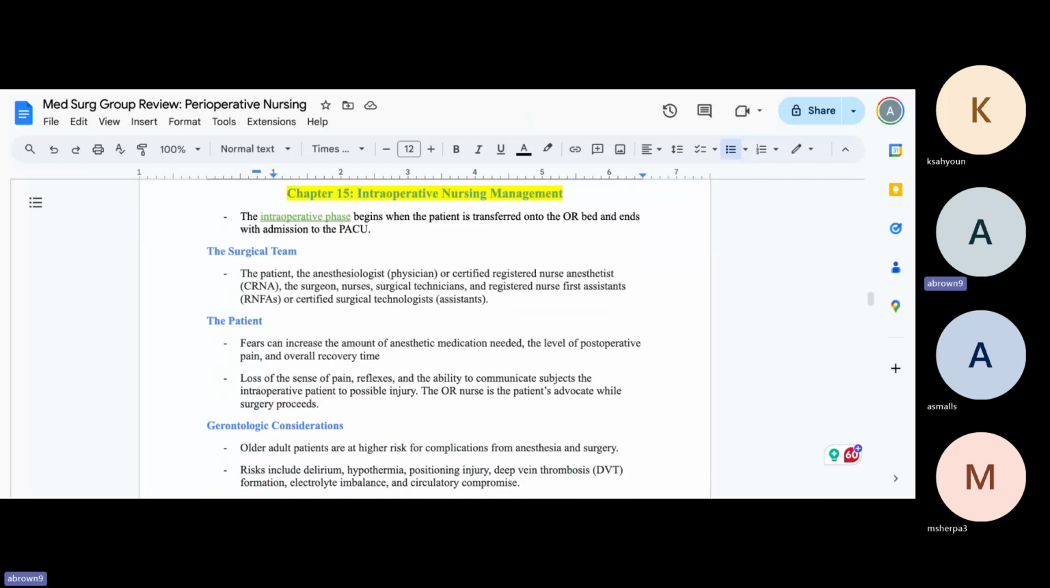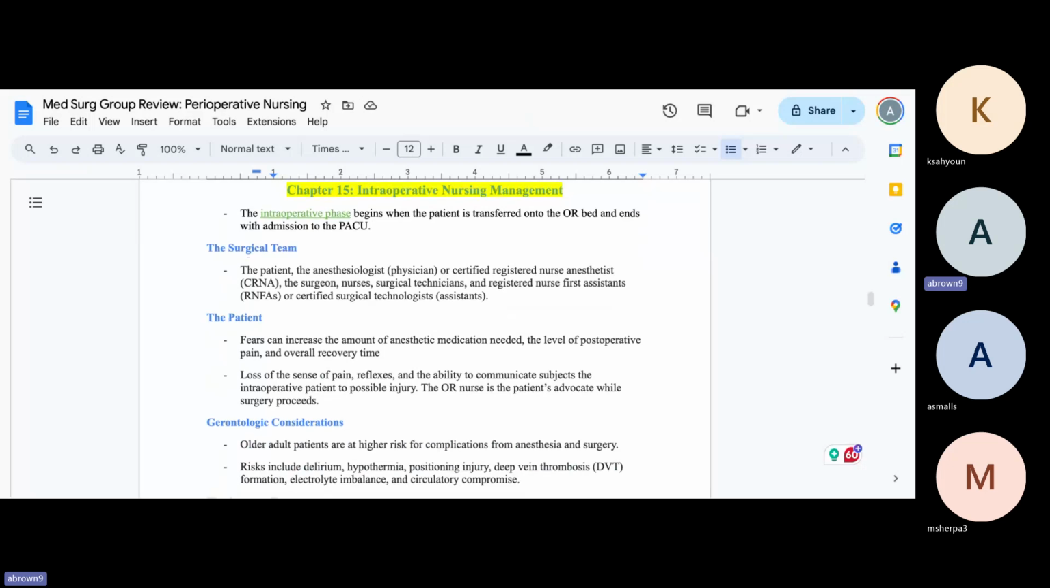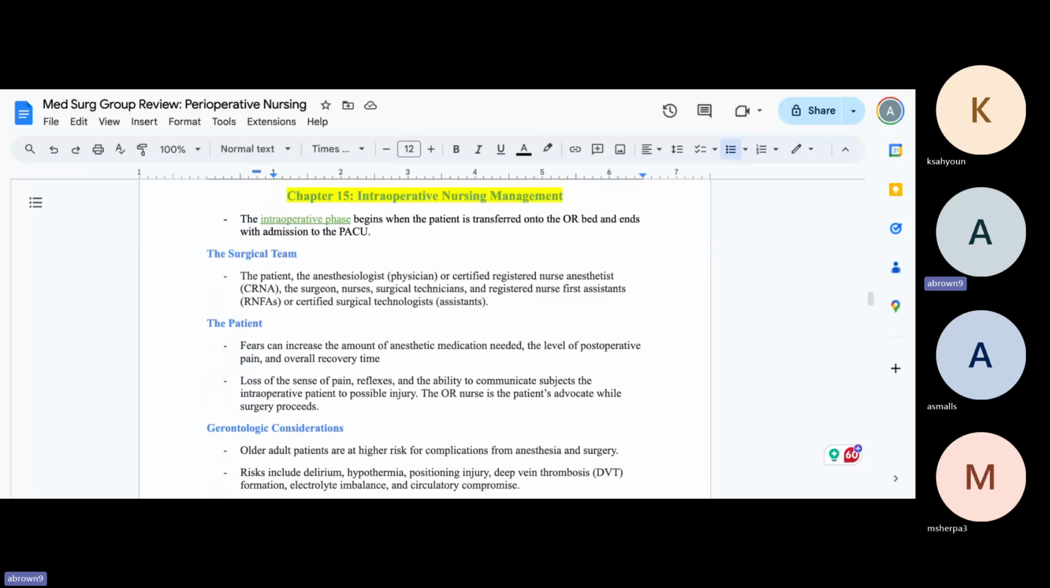Okay, so this is the intraoperative nursing management. The intraoperative phase begins when the patient is on the OR bed, and it ends when the patient is at the PACU, which is the post-anesthesia care unit. So the surgical team includes the patient, the anesthesiologist or the certified registered nurse anesthetist, the surgeon, nurses, surgical technicians, and registered nurse first assistants or certified surgical technologist.